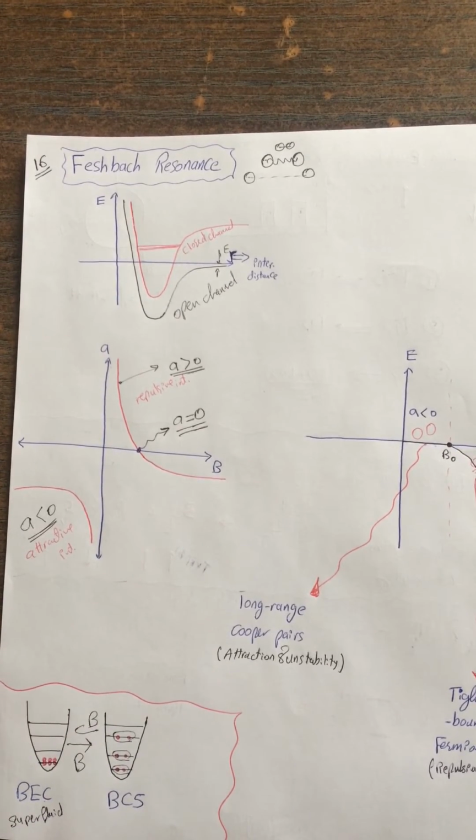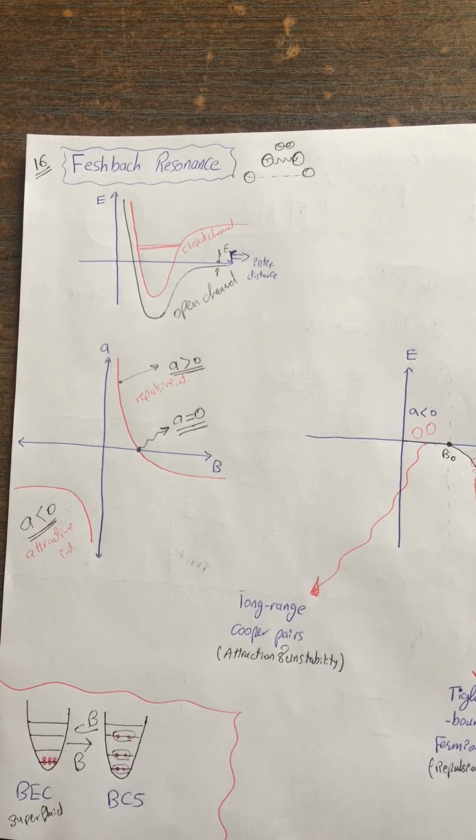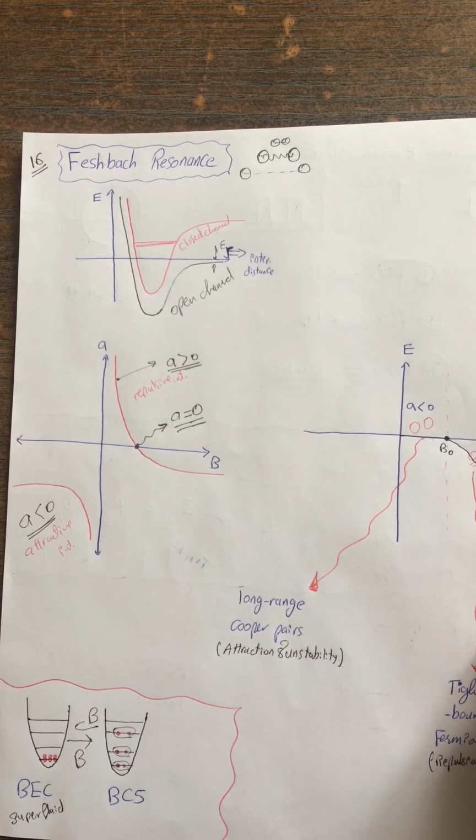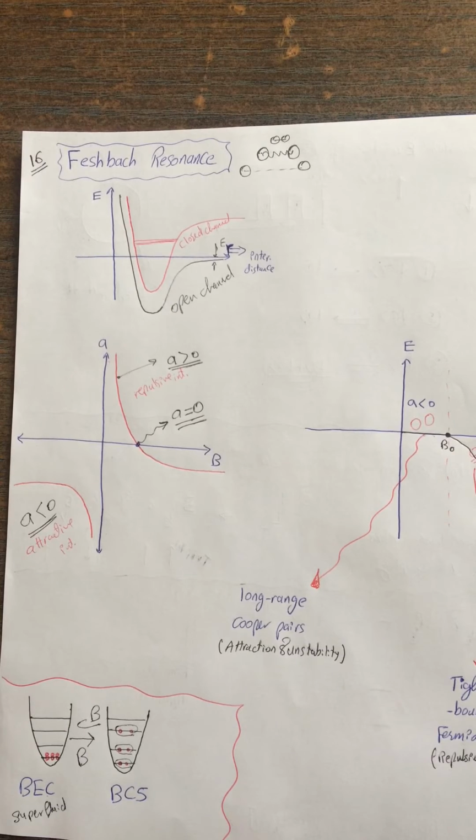Okay, so this was just a quick flavor of Feshbach resonance. It's a very unique technique they use in everyday experiments for getting from one state to the other by this kind of magnetic field affecting the quantum states of the system.